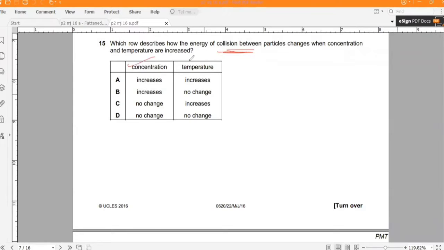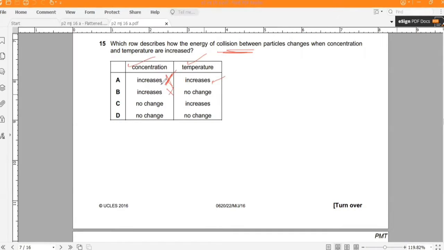So look at it: concentration, temperature, options A, B, C, D. Concentration will increase or temperature will increase. Will it increase with concentration? I said there is no relationship between concentration and the particles' movement. If you increase the concentration, there will be no increase of kinetic energy. Only if you increase the temperature will kinetic energy obviously increase. So these 2 options are wrong because there is no close relation between the concentration and the collision theory between the particles. So options A and B are wrong.